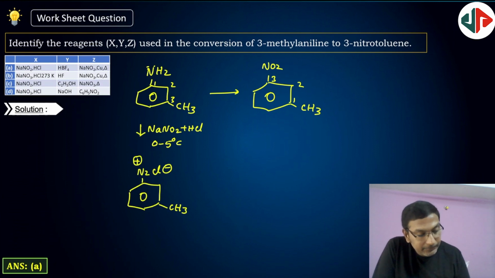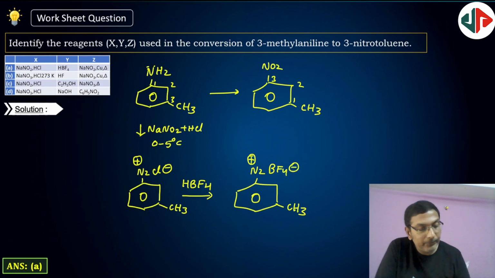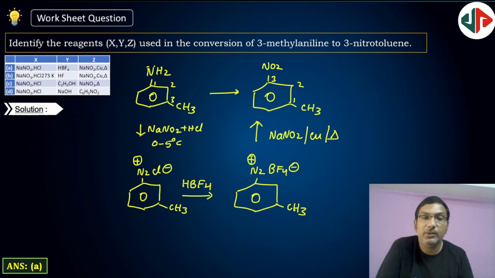After that, say HBF4. So HBF4, it will be converted to diazonium fluoroborate, BF4 minus, which on treatment with NaNO2 in the presence of Cu followed by heating gives NO2. So NO2 will be substituted in place of nitrogen.